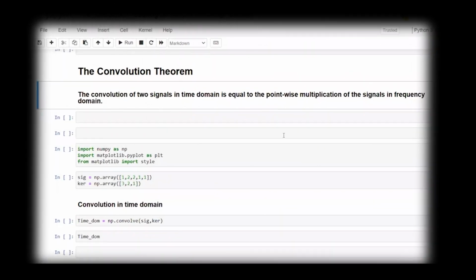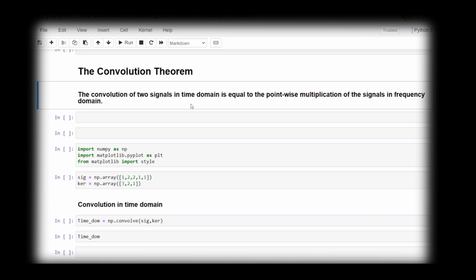In this lecture, we will study the convolution theorem. The convolution theorem is very important in signal processing, yet it is quite easy to understand. The statement of the convolution theorem says that the convolution of two signals in the time domain is equal to the pointwise multiplication of the same signals in the frequency domain.